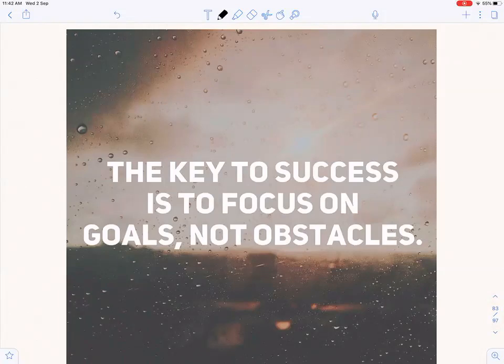As always, generally we start the class on a very positive note. So again, we are doing the same thing. And as you can see on your screen, the key to success is to focus on goals and not obstacles.